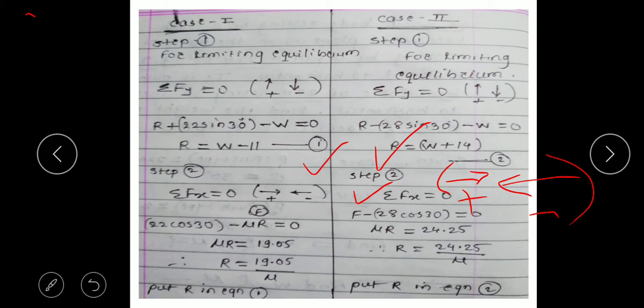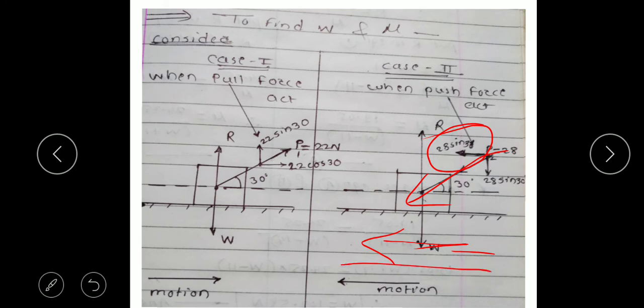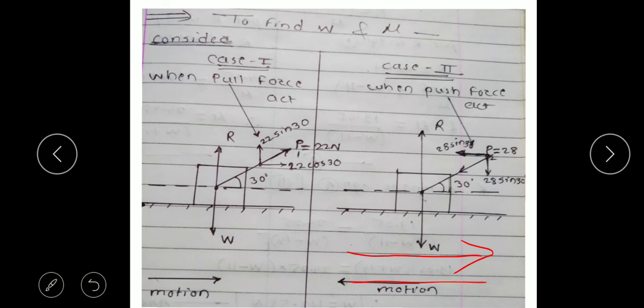Sorry, the F will not be in this direction, because this force is push type. If the force is in this direction, the body will move in this direction, and at that time the friction will be in the opposite direction, so the friction direction will be this way. Always remember, the friction will act opposite to the motion. So if the motion is this, then the friction force will be in this direction.